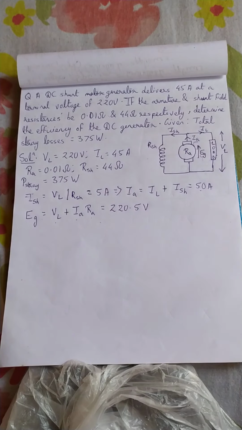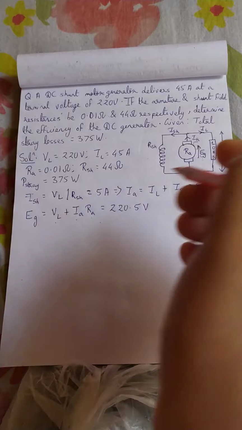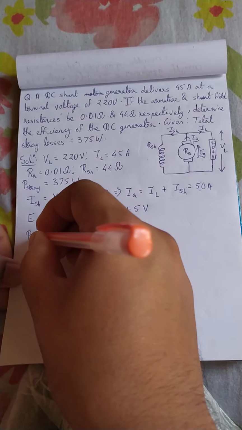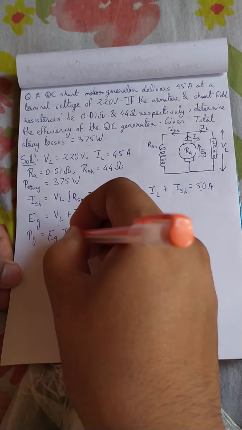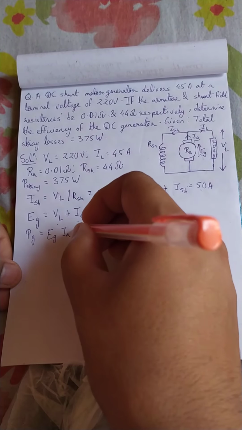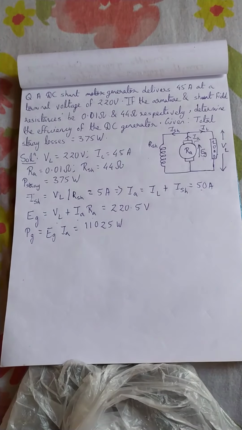Now if we have the value of EG, alternatively we can find out the total power generated. So PG, the power generated, will be the product of EG into IA. That would come to be 11025 watt. How it is coming, we would again prove in a different way, but in that way also we could find out the generated power.